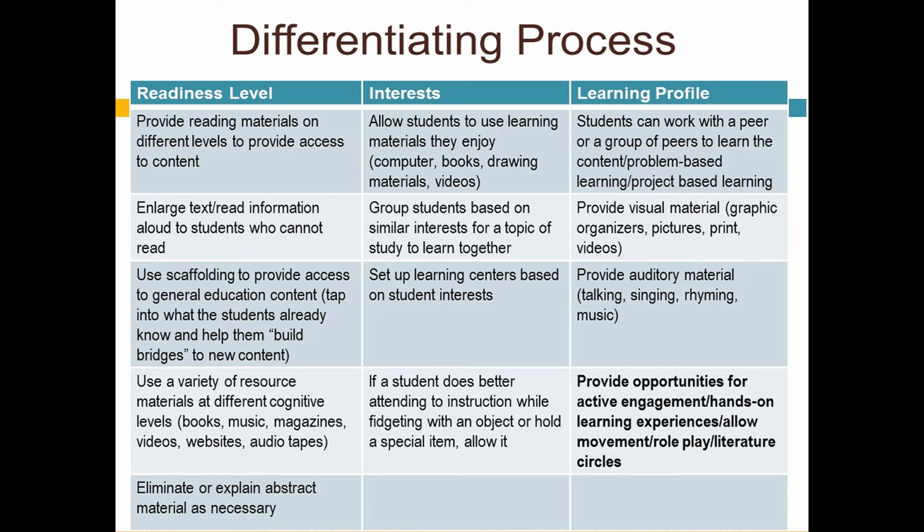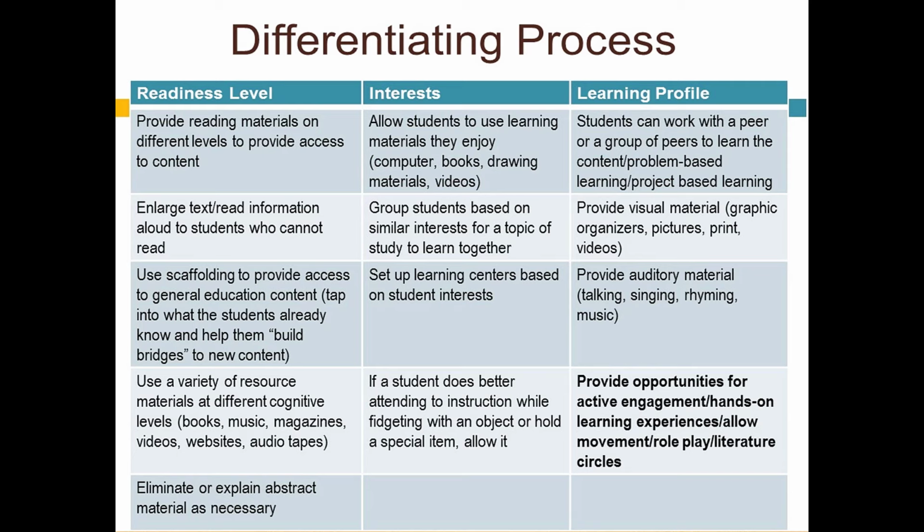Let's take a look at this chart. This chart talks about differentiating using process. Look under readiness level. Here we can provide reading materials on different levels to provide access to content. We can enlarge text, read information aloud to students who cannot read. We can use scaffolding to provide access to general education content, tap into what the student already knows, and help them build bridges to new content.